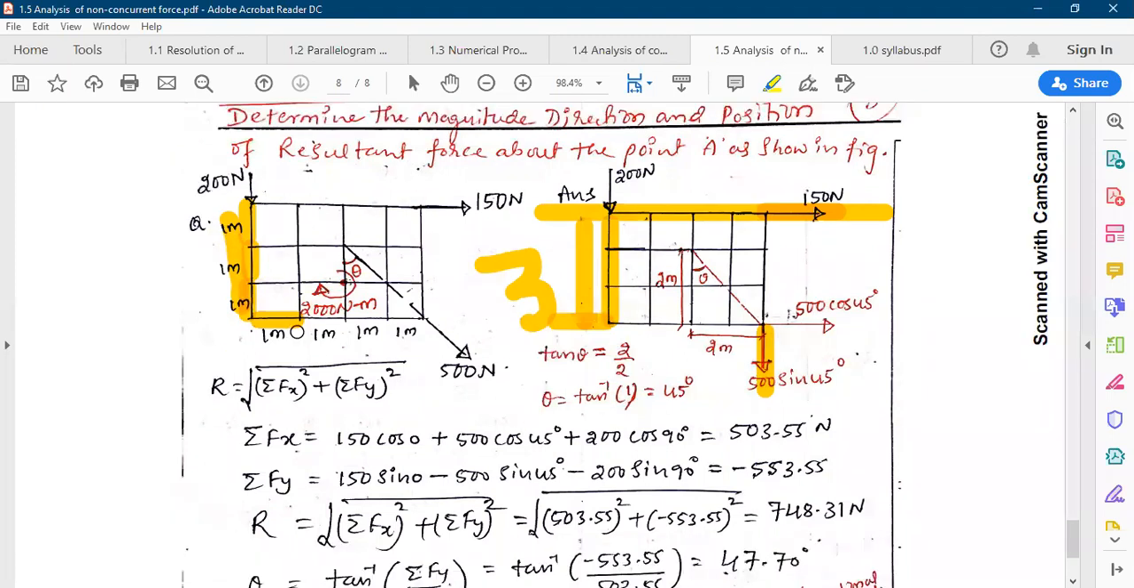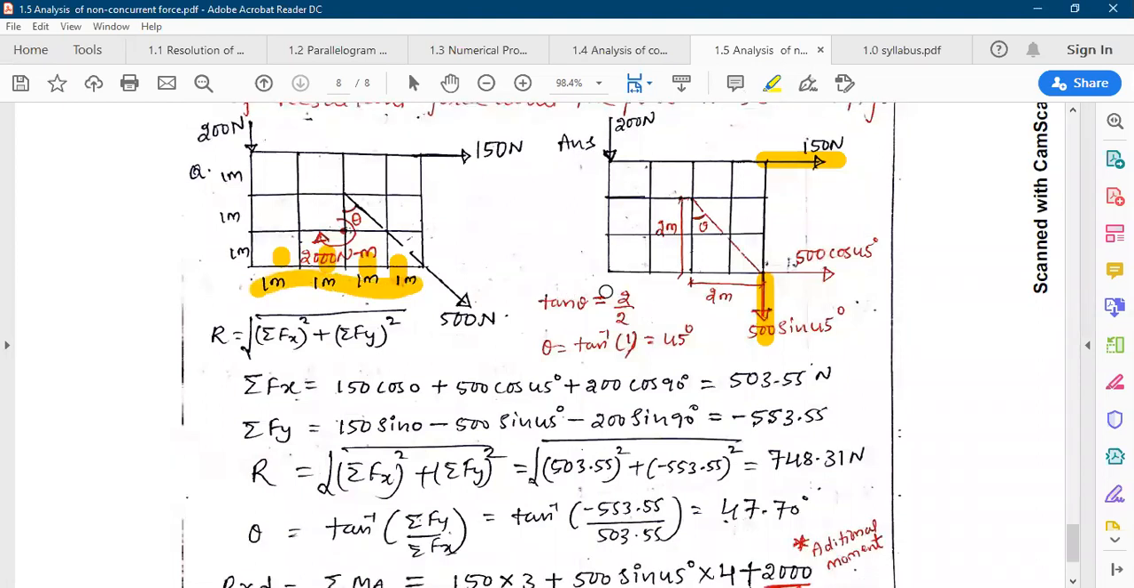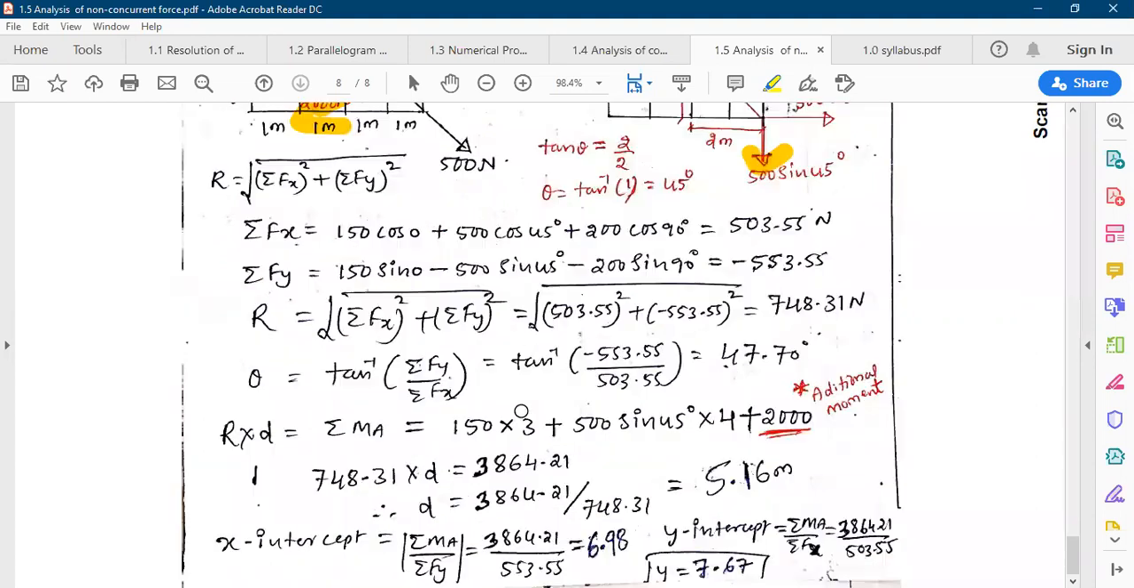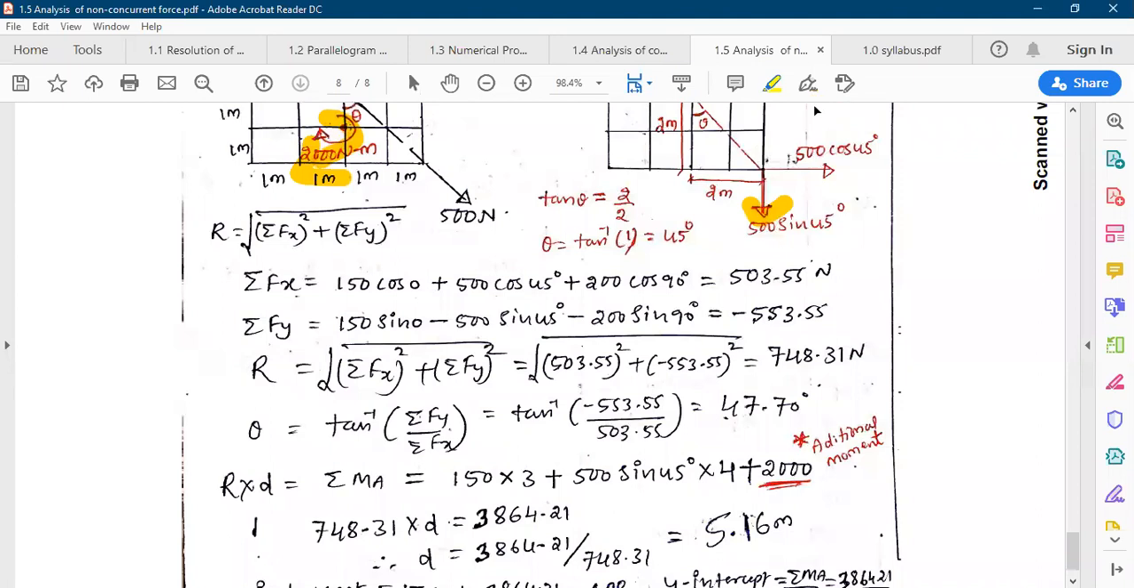Here, there are four boxes at the bottom: box 1, box 2, box 3, box 4, so the total distance becomes 4. The perpendicular distance for 500 sin 45 is 4: 1 plus 1 plus 1 plus 1, so this is 4, right? Now calculate the moment of force due to all forces which are creating a moment of force. This will create a moment, and this will create a moment, and there is one additional moment. So this is the additional moment.